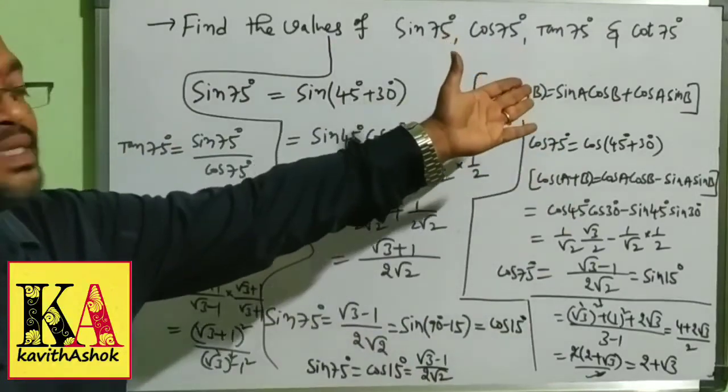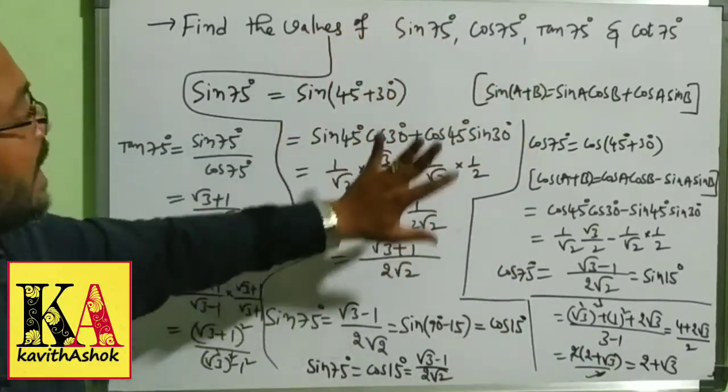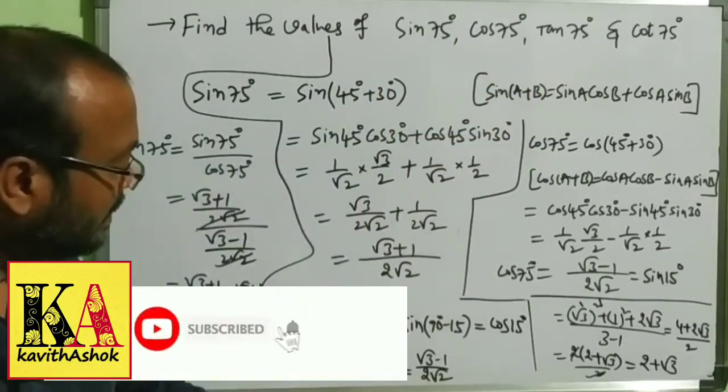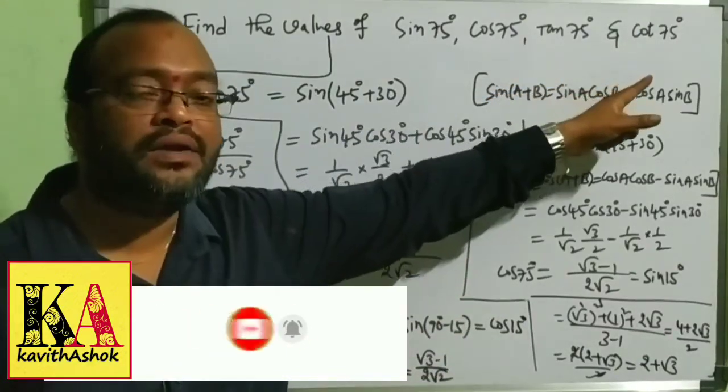And tan 15 degrees we can get as 2 minus root 3. Just try that one. Okay. Like this we can calculate the values of sin 75, cos 75, tan 75, in the same manner sin 15, cos 15, all these values. So take cos 75 degree value as homework.